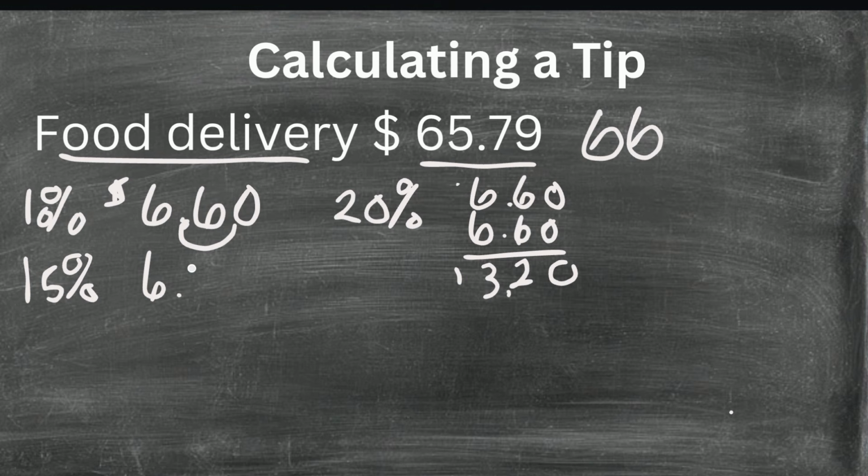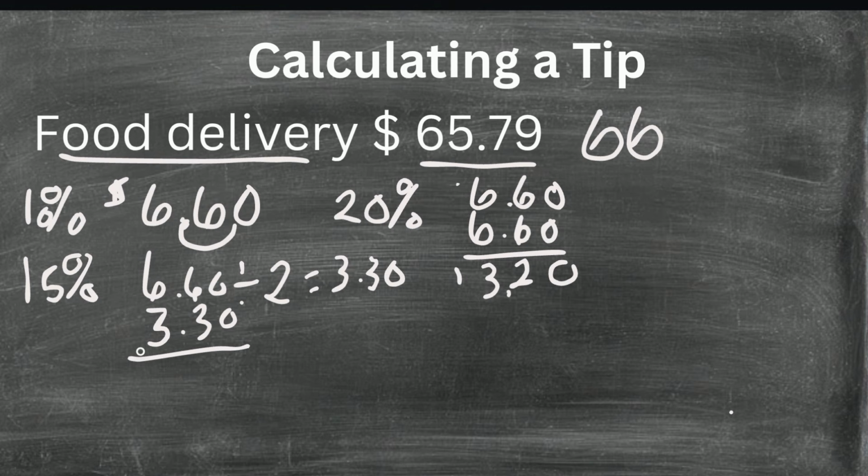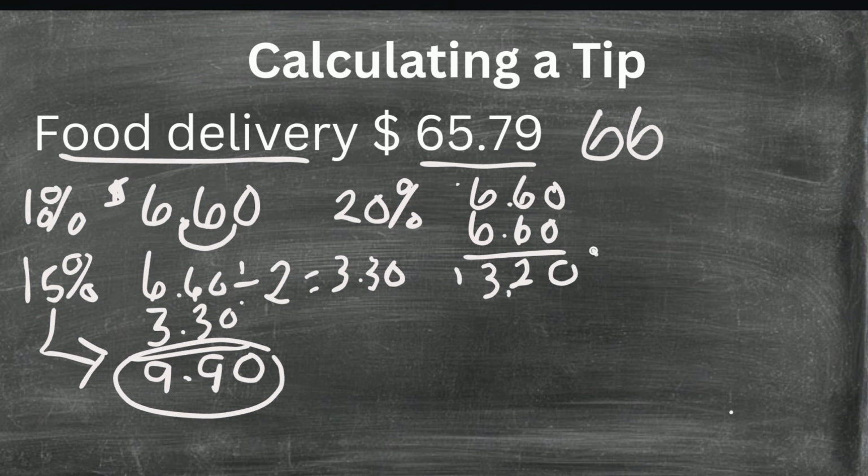Now for our 15%, we're going to take half of $6.60. We're going to divide that by 2, and that gives us $3.30. So that's 5%. And then we're going to add it to the 10%, which is $6.60. And that gives us $9.90. So our 15% is $9.90, our 20% is $13.20, and our 10% is $6.60. I hope that was helpful.